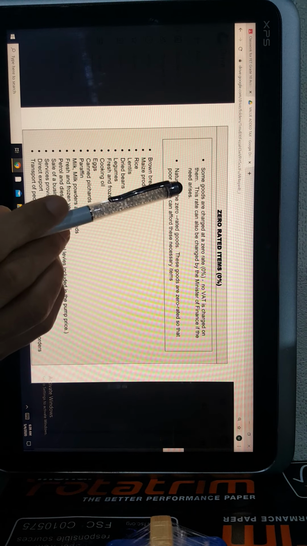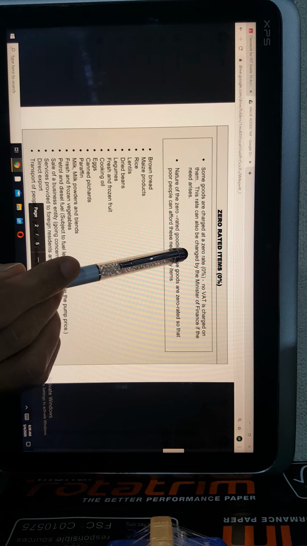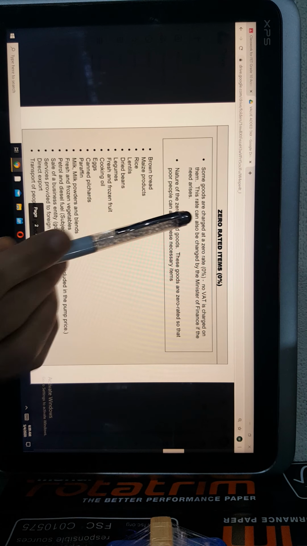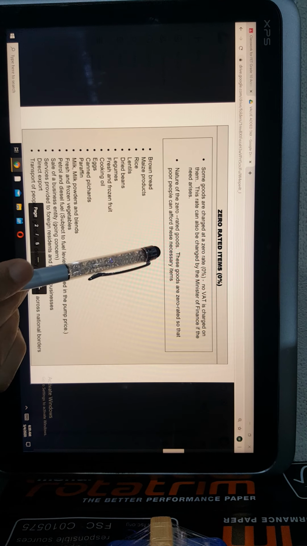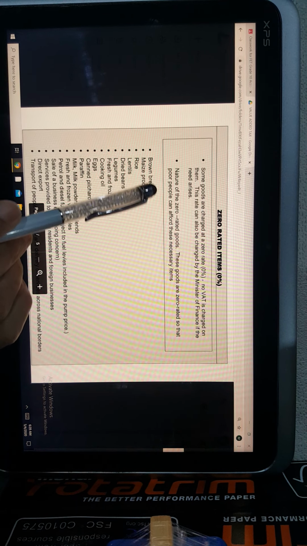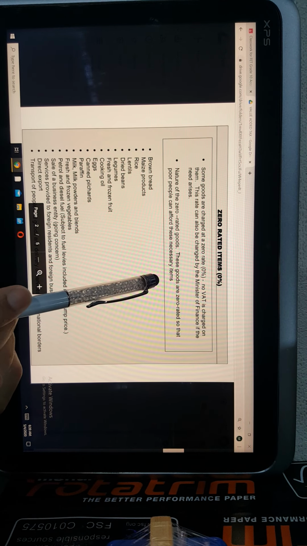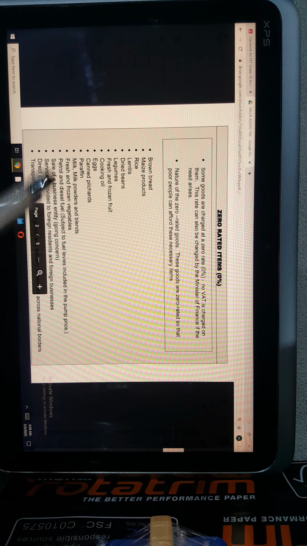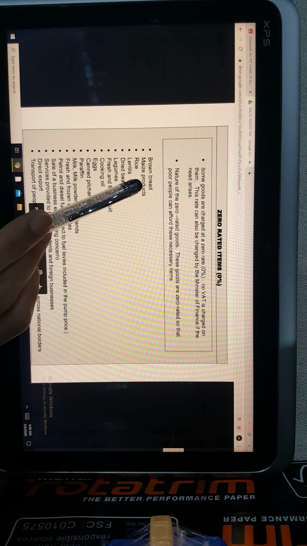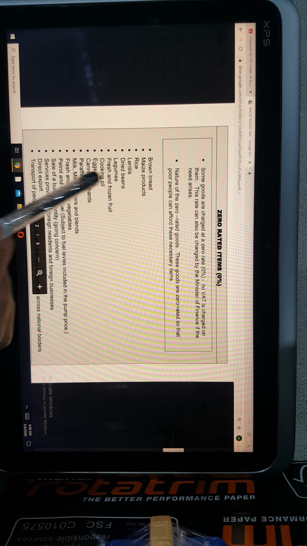No VAT is charged on them, and this rate can be changed by the Minister of Finance if the need arises. The nature of the zero-rated goods. These goods are zero-rated so that poor people can afford these necessary items. So it's necessary items, right? Not luxury items. Most of these things are necessary for people to live.